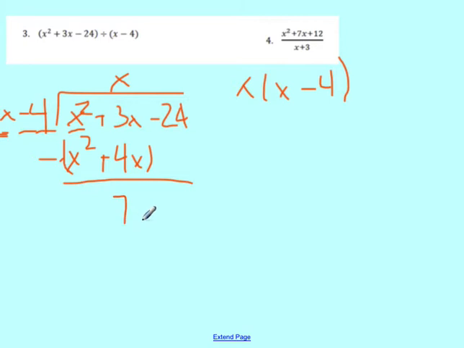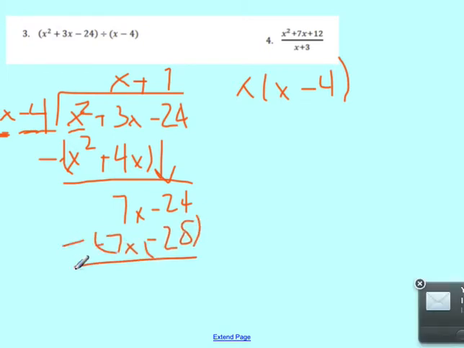3x plus 4x is 7x, and then we're going to bring down the 24. So then I need to figure out what I need to multiply x by to get 7x. And that's just going to be plus 7. So I'm multiplying each of these terms by 7. 7 times x is 7x. 7 times negative 4 is negative 28. Again, that's being subtracted, so I change the signs of everything. And then negative 24 plus 28 is just going to give me 4.